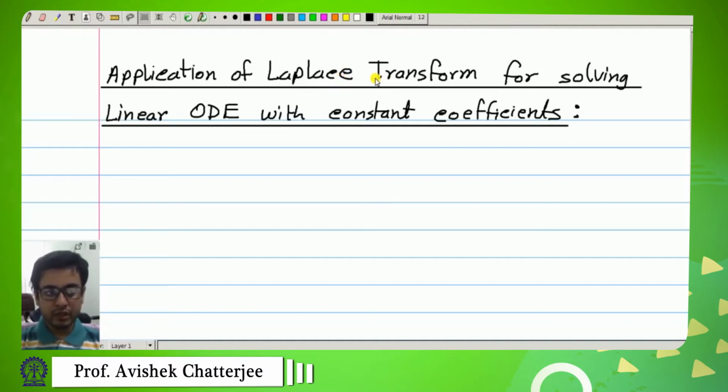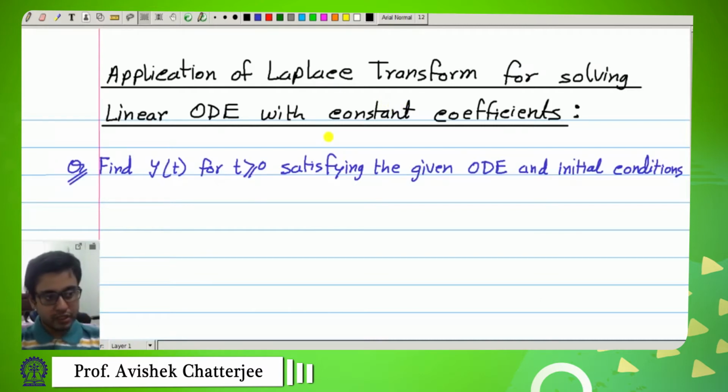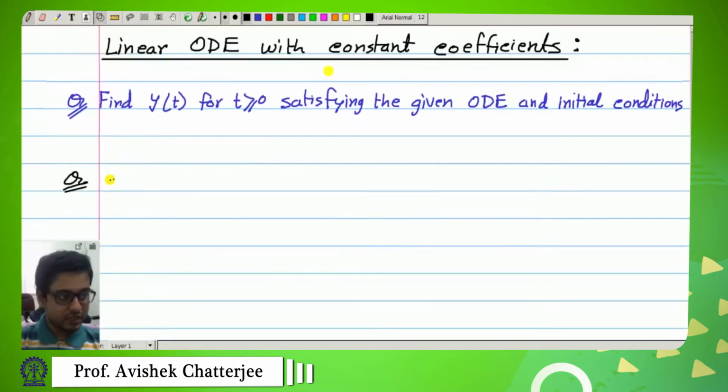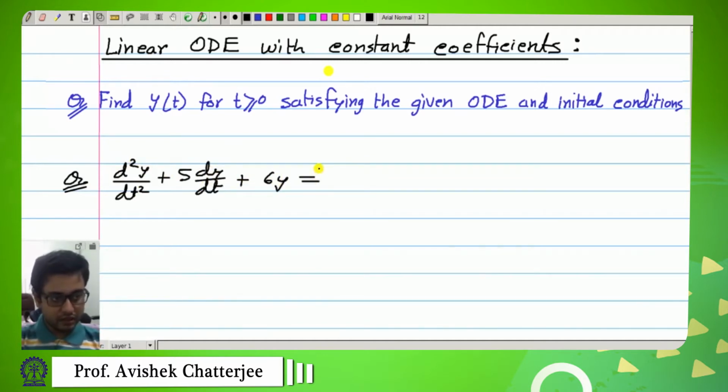Laplace transform makes the solution of linear ODE with constant coefficients quite simple. How, that we shall see with examples. So I will give you some differential equations. Say the given equation is like this. This is equal to input, and say the input is delta t, maybe with some coefficient 2.